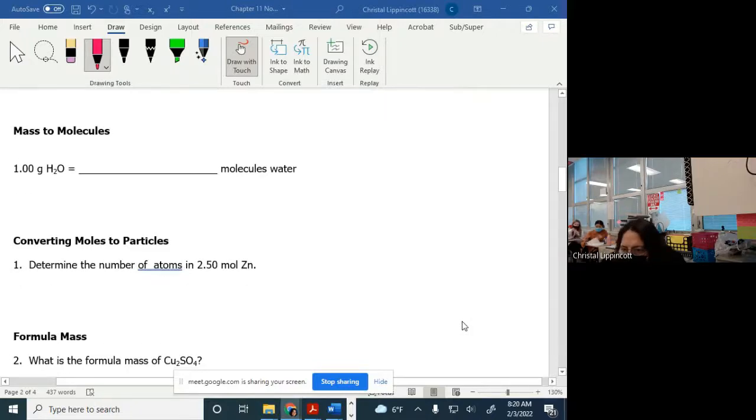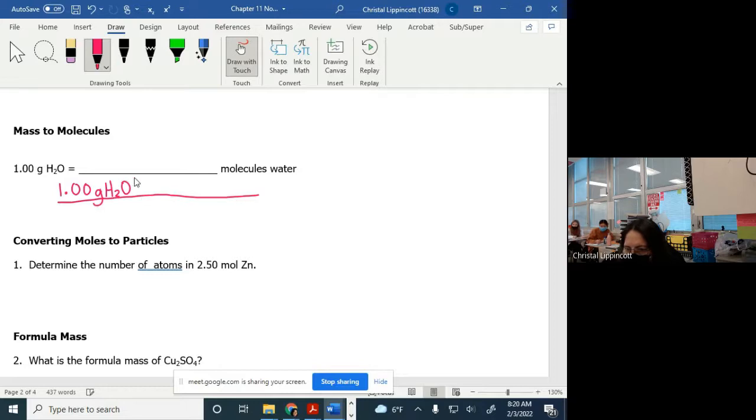So here I've got grams of water. We're going to figure out how many molecules that is. So I've got 1.00 grams of water. I'm going to get rid of grams, and I'm going to go into moles. And then I'm going to go moles into molecules. Write down your path first with your units, and then go back and fill stuff in.